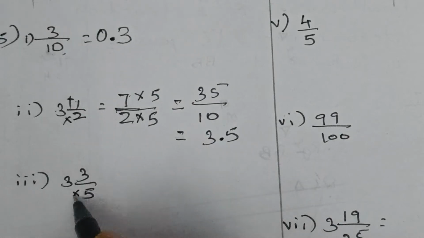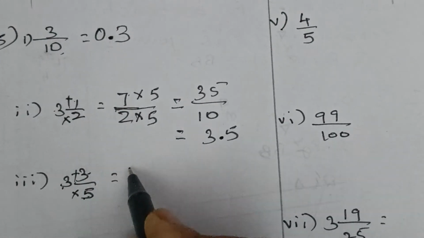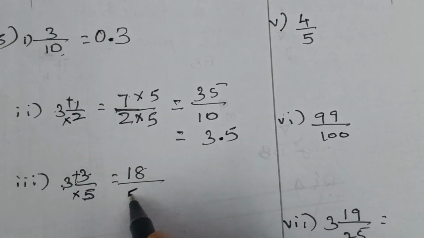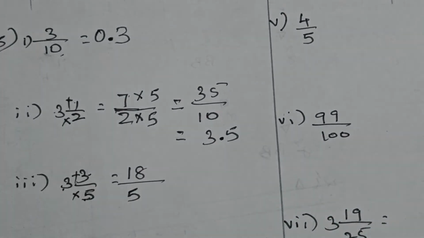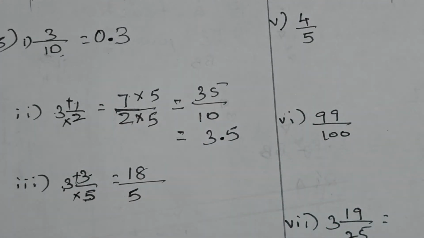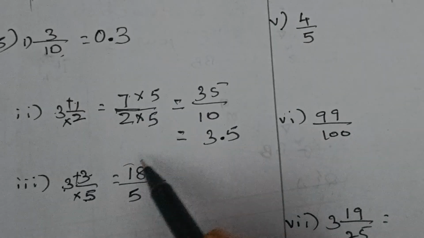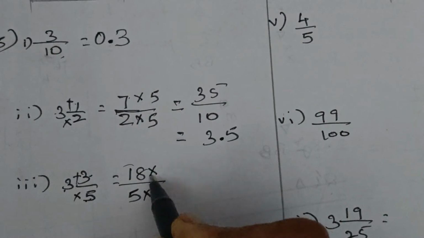Now look at it. First convert into improper. How to convert? 5 3s are 15. Multiply these two and then add the numerator. 15 plus 3 is 18 by 5. And then 5, we have to change it into 10. What to do? 5 into what gives 10? Because we know, children, when you multiply both numerator and denominator by the same number, we get the equivalent fraction. The original value is not changed. Okay. So multiply by 2 because 5 2s are 10.